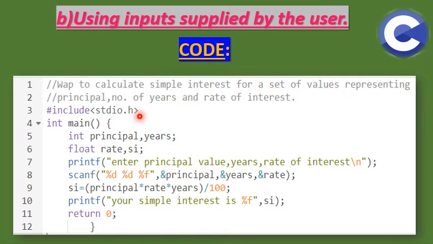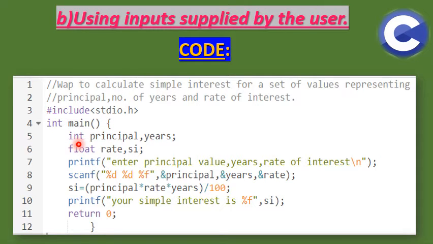First is your #include <stdio.h>, which is a compulsory header file in the C programming language. Then your int main, which is your main function, after which whatever you write will be considered for execution by your compiler. Then the curly brackets open.